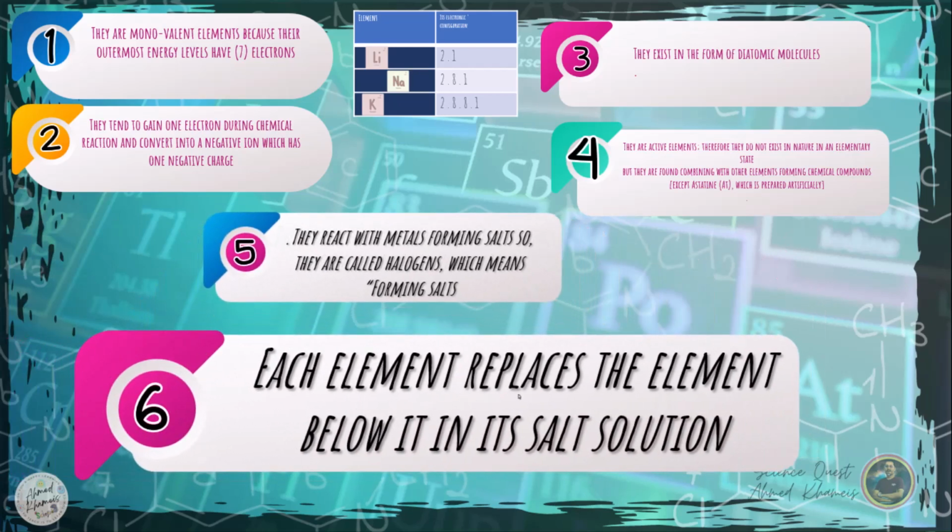And each element replaces the element below it in its salt solution. Why? As we mentioned, in the groups which start with a non-metal, the non-metallic property decreases with increasing atomic number. So each element is more reactive than the element below, and so it reacts with the metal in the salt solution and replaces it.